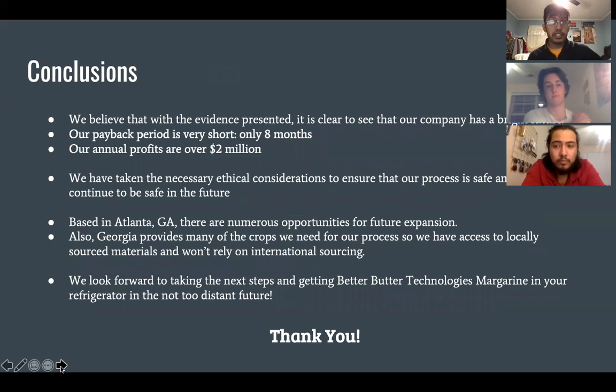All right, so in conclusion, we believe that with all the evidence presented, it's clear to see that our company has a bright future. Our payback period is very short, only around 8 months. Our annual profits are over $2 million. We've taken the necessary ethical and safety considerations to ensure that our process is safe and will continue to be safe in the future. We're based in Atlanta, Georgia, so there are numerous opportunities for future expansion. And since we're based in Georgia, we can source our crops locally, and we won't have to rely on international sourcing for our vegetable oils and whatnot.